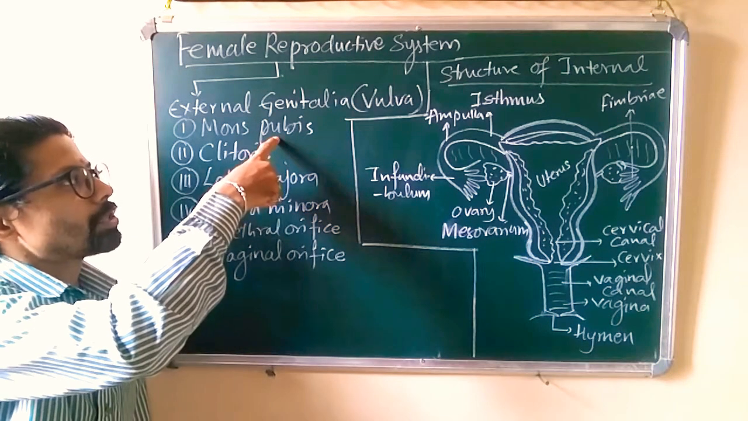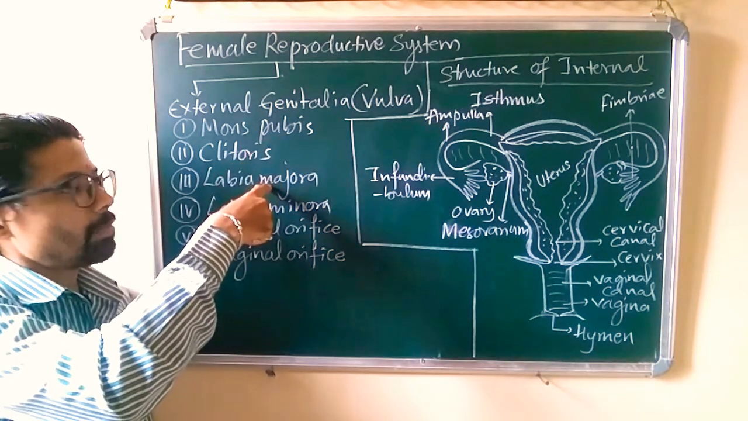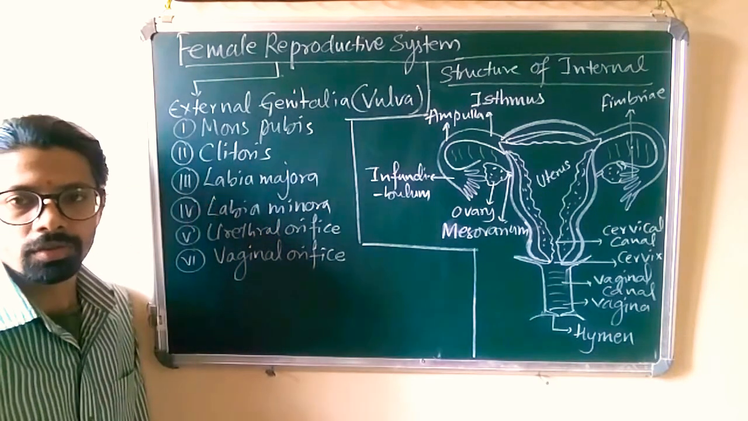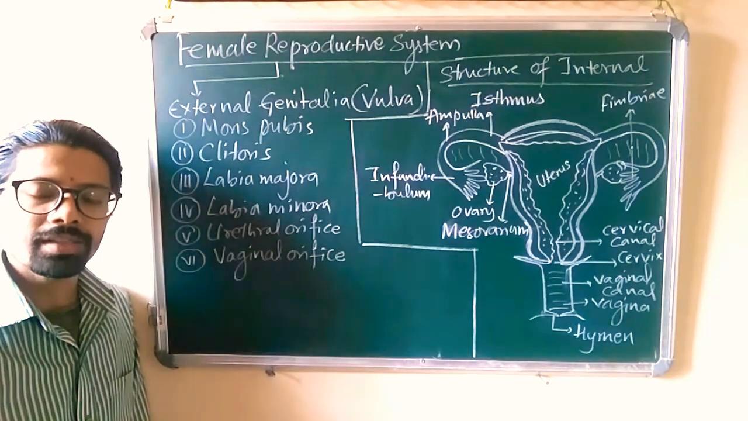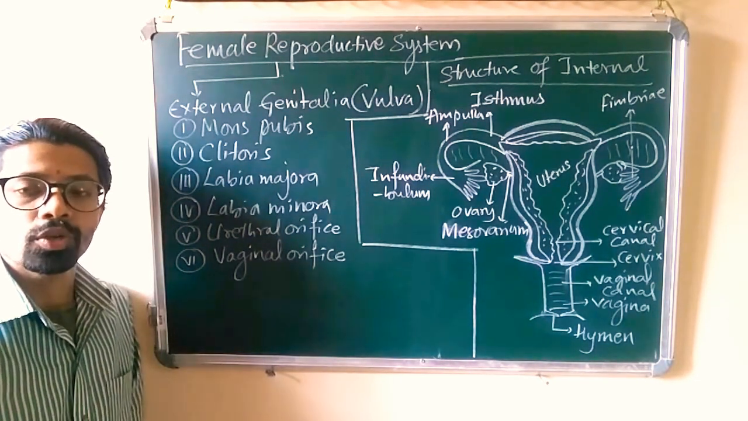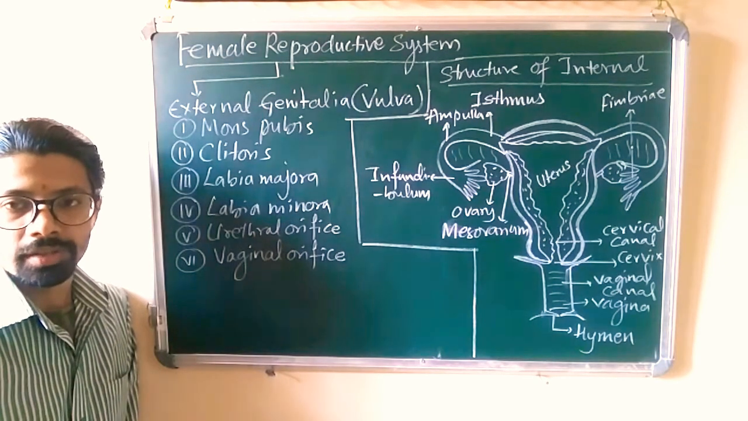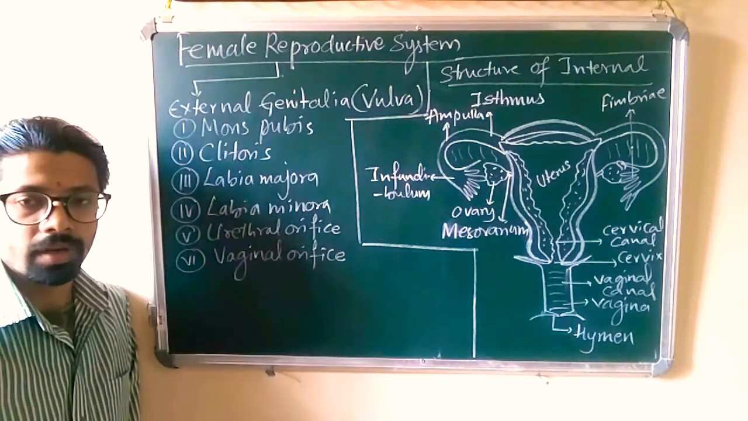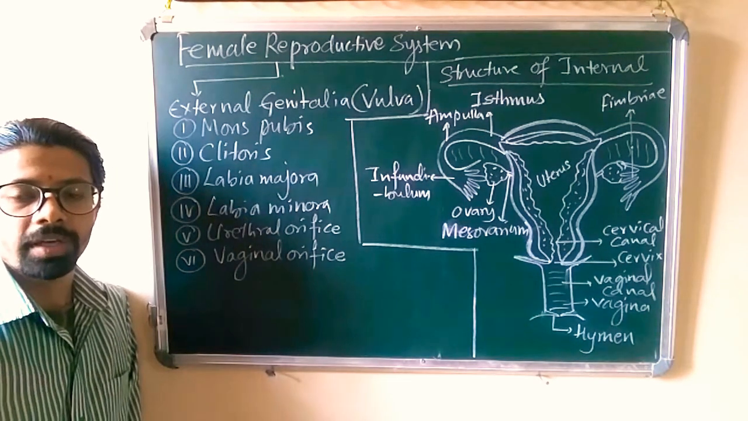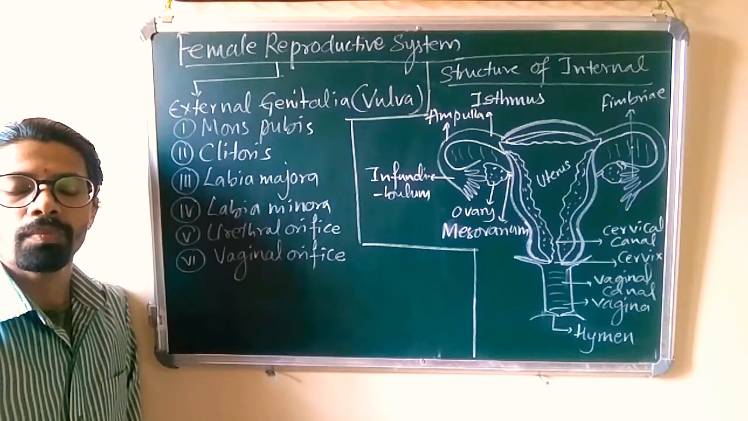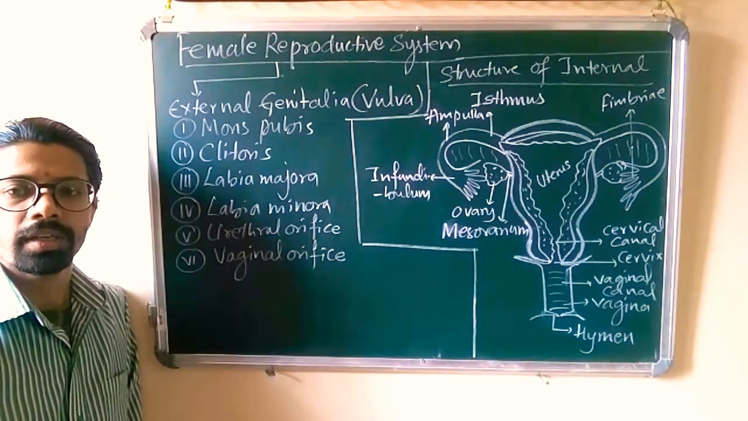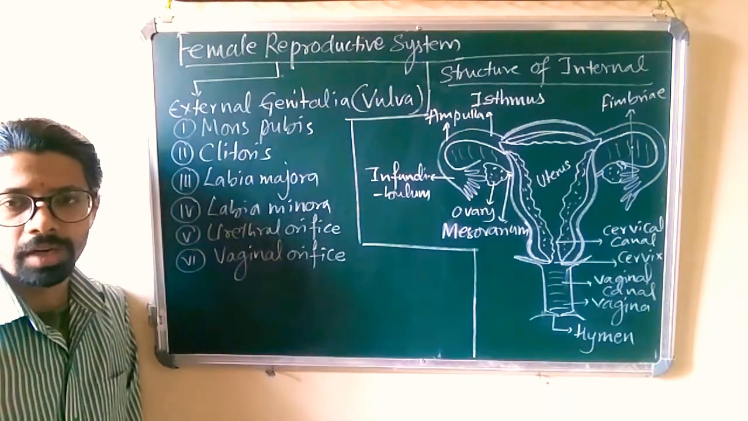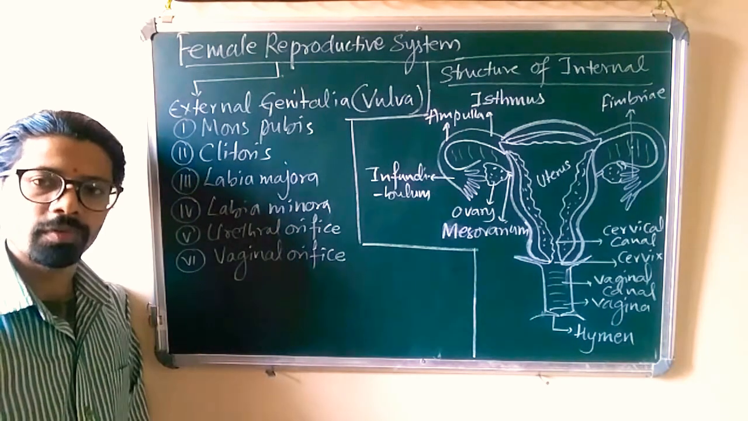Then the continuation of mons pubis is through labia majora. Below labia majora there is a small pea-shaped structure called the clitoris. The clitoris is a highly sensitive structure as it contains numerous sensory nerve endings, and it is a homologous structure to the human male penis. There is a difference in size, and it is only useful as a sensory structure in the reproductive system of a female rather than having any proper function.